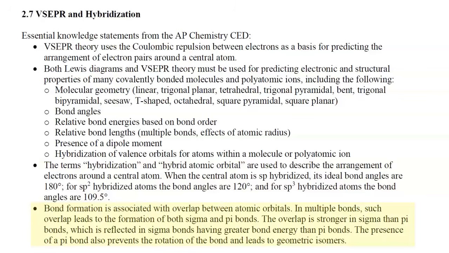Bond formation is associated with overlap between atomic orbitals. In multiple bonds, such overlap leads to the formation of both sigma and pi bonds. The overlap is stronger in sigma than pi bonds, which is reflected in sigma bonds having greater bond energy than pi bonds. The presence of a pi bond also prevents the rotation of the bond and leads to geometric isomers.